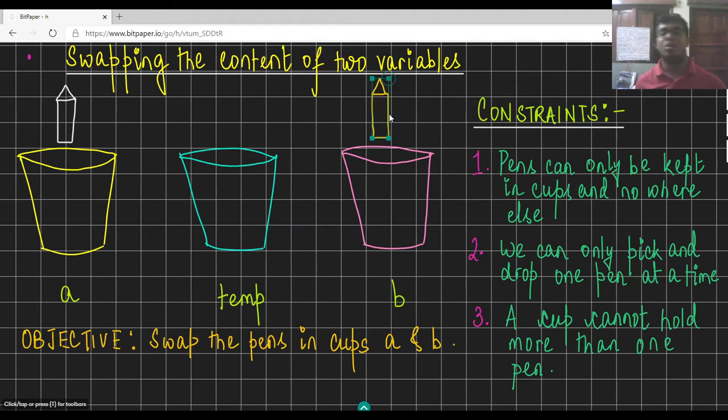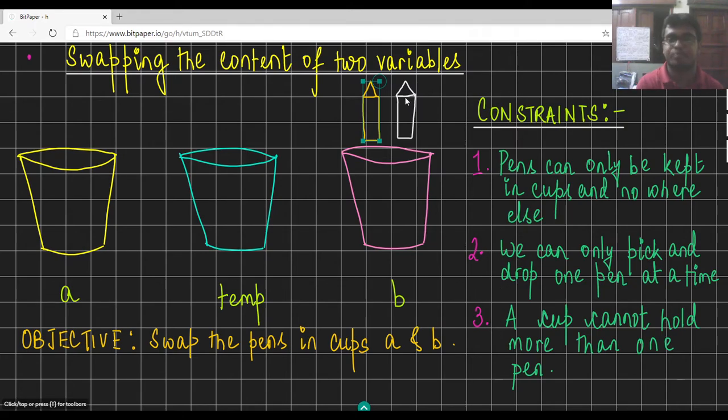All right. Now, moving on to the third constraint. A cup cannot hold more than one pen. For example, to swap these contents, you cannot take this pen, keep it in the cup, take the other pen and keep it in this cup. You cannot do this because at this time it is violating our third rule, that a cup cannot hold more than one pen.